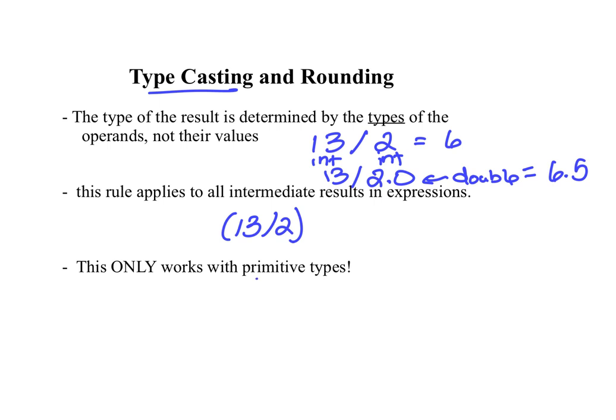Okay, we're talking about primitive types here. Obviously, you can't put .0 on a word. So we will be discussing how we typecast objects and things like that later.